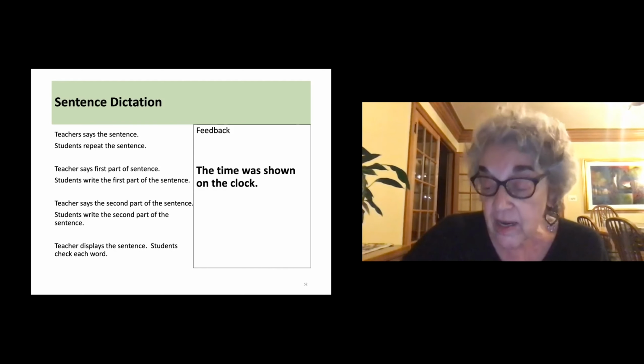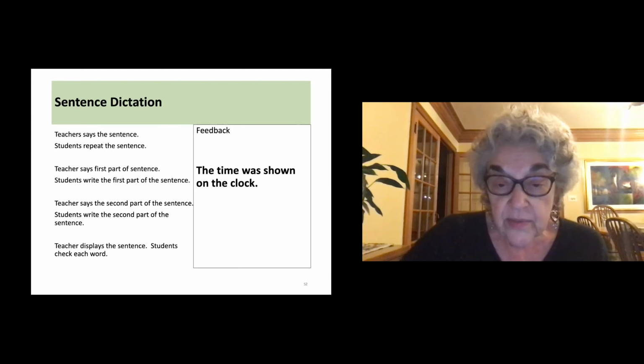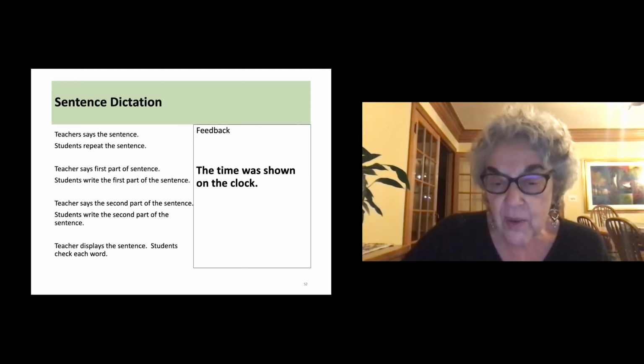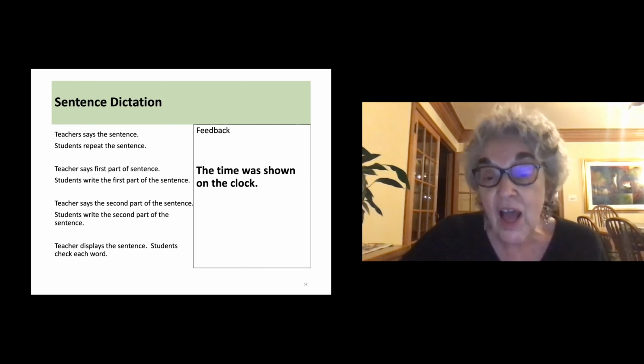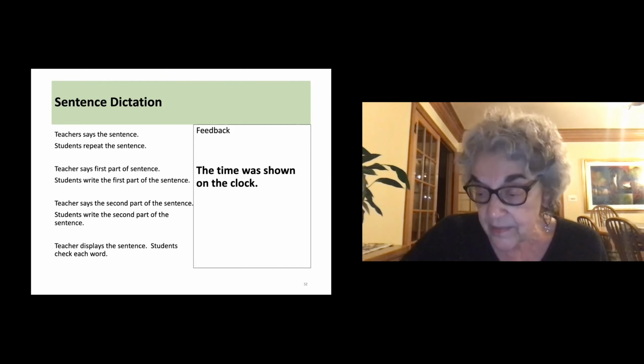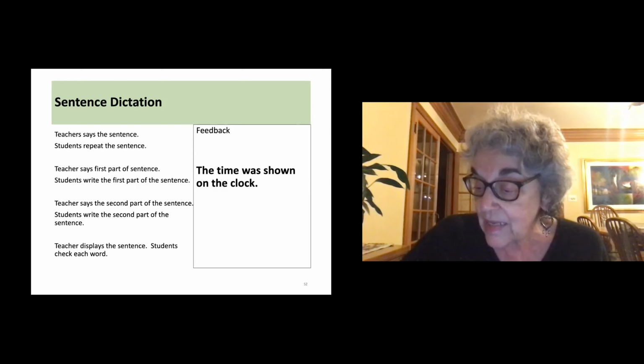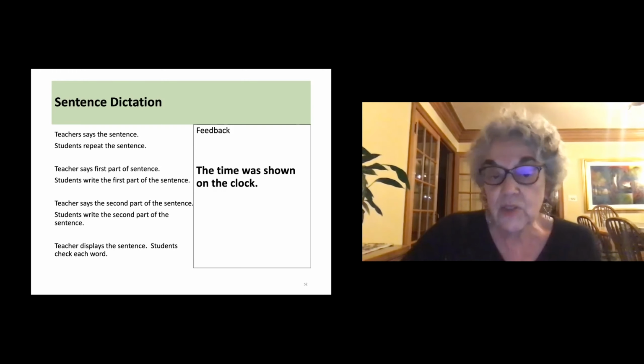Next word is on, O-N. Next word is the, T-H-E. Give yourself a tally mark for that word. And the last one is clock, spell it, C-L-O-C-K. Do you have a period at the end of your sentence? If so, give yourself 2 points for that. I got 1, 2, 3, 4, 5, 6, 7, 8, 9, 10. How many points did you get?